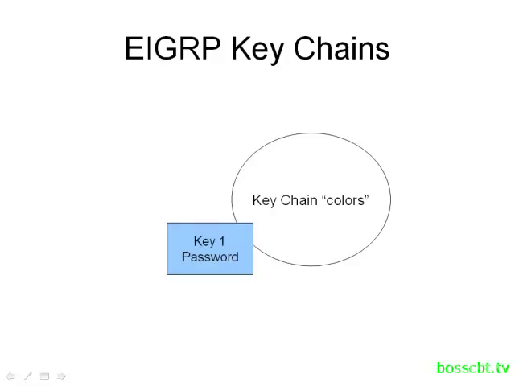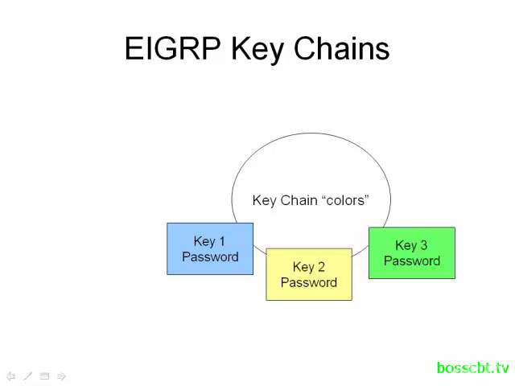Now, once you create your keychain, then you start creating your keys, your passwords, in other words. And you can create many of them, a group, and they're all associated with this same keychain, Colors. Now, as I mentioned, each one of these passwords can have a shelf life. In other words, it can be expired. And after a certain amount of time, key one password would expire, and then key two would be used. Over time, that one would expire, and we would move on to the next one.